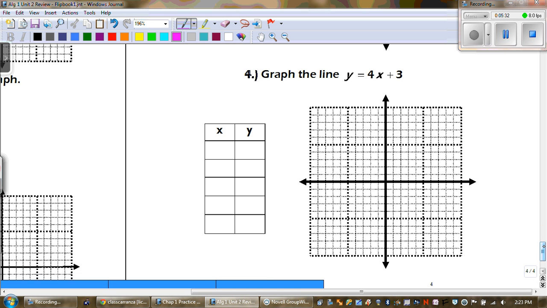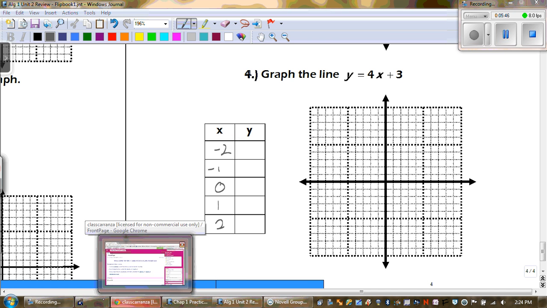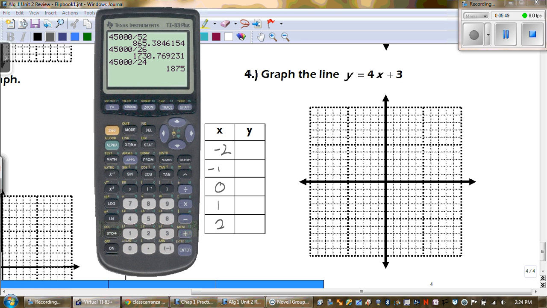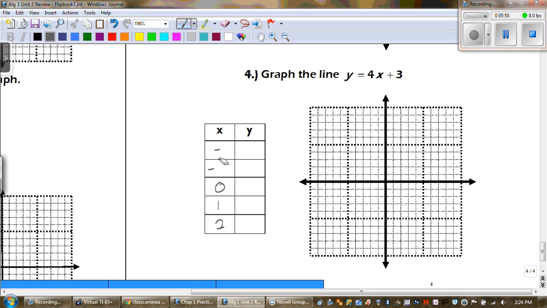All right, number 4. Same thing. We got a graph. And what we would normally do is go 0, 1, 2, -1, -2. However, when you plug in 2 into this graph, hold on, 4 times 2 plus 3, we get a point that's off of that. So for this one's kind of a special case. We're going to go -1, -2, -3.